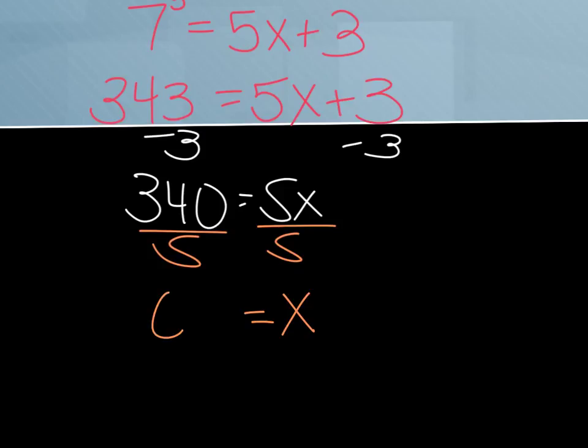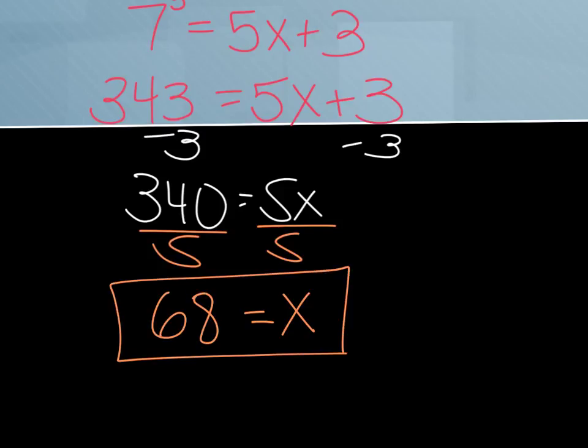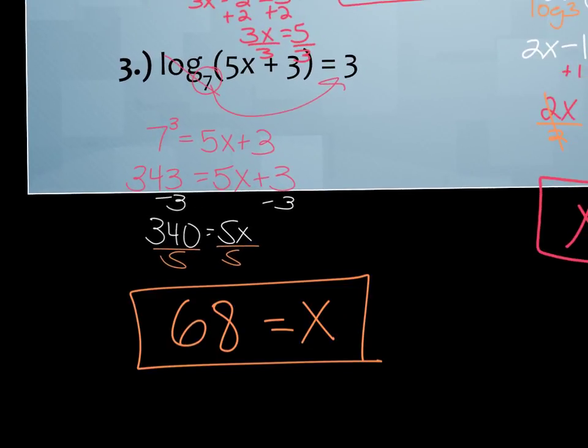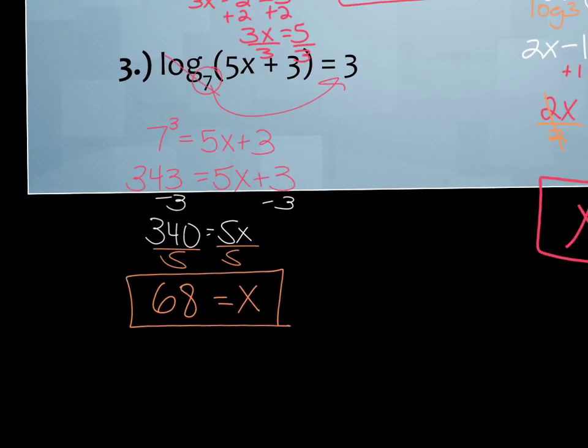X equals 68. And just like with the exponential ones, I can take that 68, plug it in, 5 times 68, add the 3 to it, and then check to make sure that log of that number over log of 7 would give me 3. So both of these can be checked.